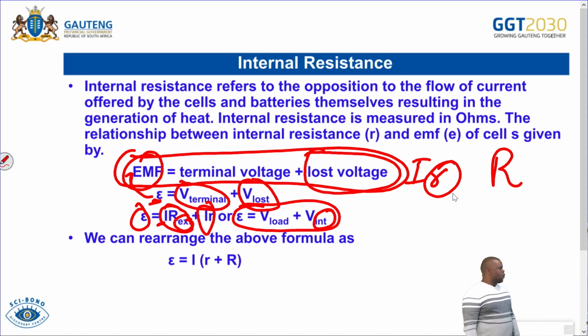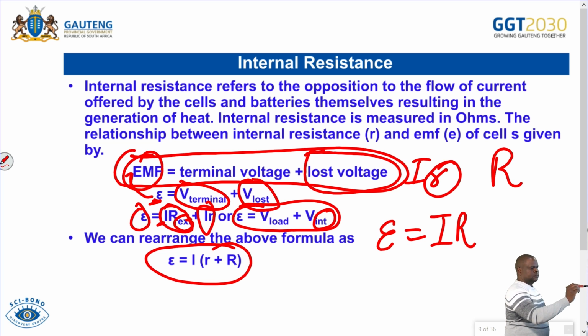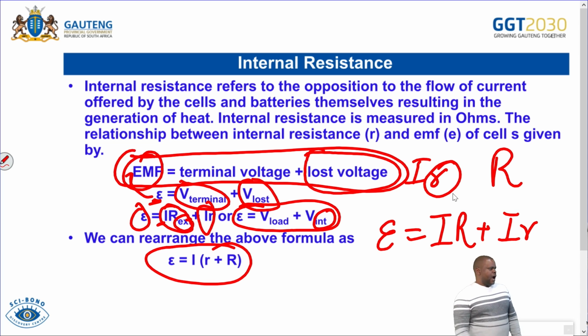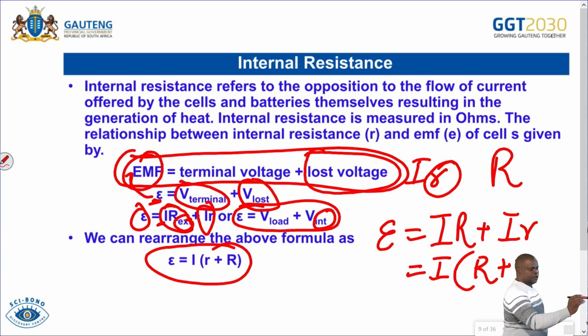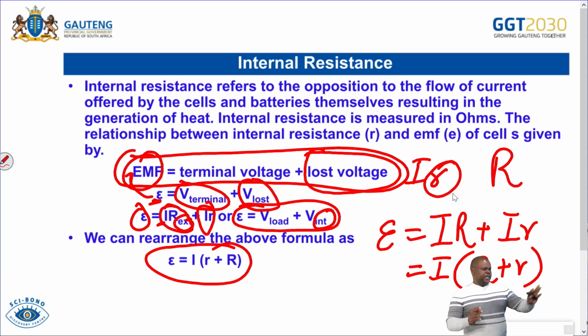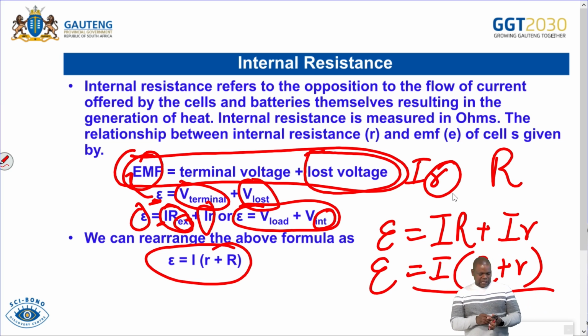Now we're going further. We're saying we can rearrange the above formula to be like this. How so? We know that we have this formula here. And then from here, we just make I, which is the current, the common factor. Then we take it outside. Then we just say, can you see? If you take the current as a common factor, then our formula becomes like this. Are we together, grade 11s?